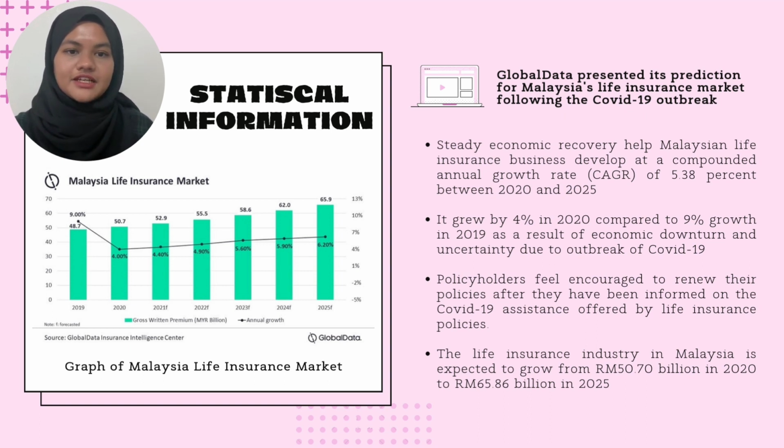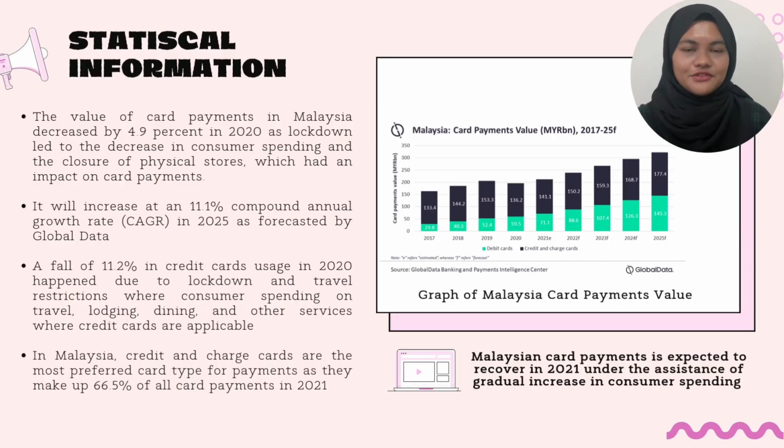Besides that, the low-income groups are also provided with simple and affordable micro-insurance products from the Perlindungan Tenang that was introduced to them. The customization of policies and flexibility offered to customers has supported Malaysian life insurers to be successful in reducing the impact of COVID-19 towards their customers. The life insurance industry in Malaysia is expected to grow from 50.70 billion in 2020 to 65.86 billion ringgit in 2025. Moving on to the statistical information of consumer credit.